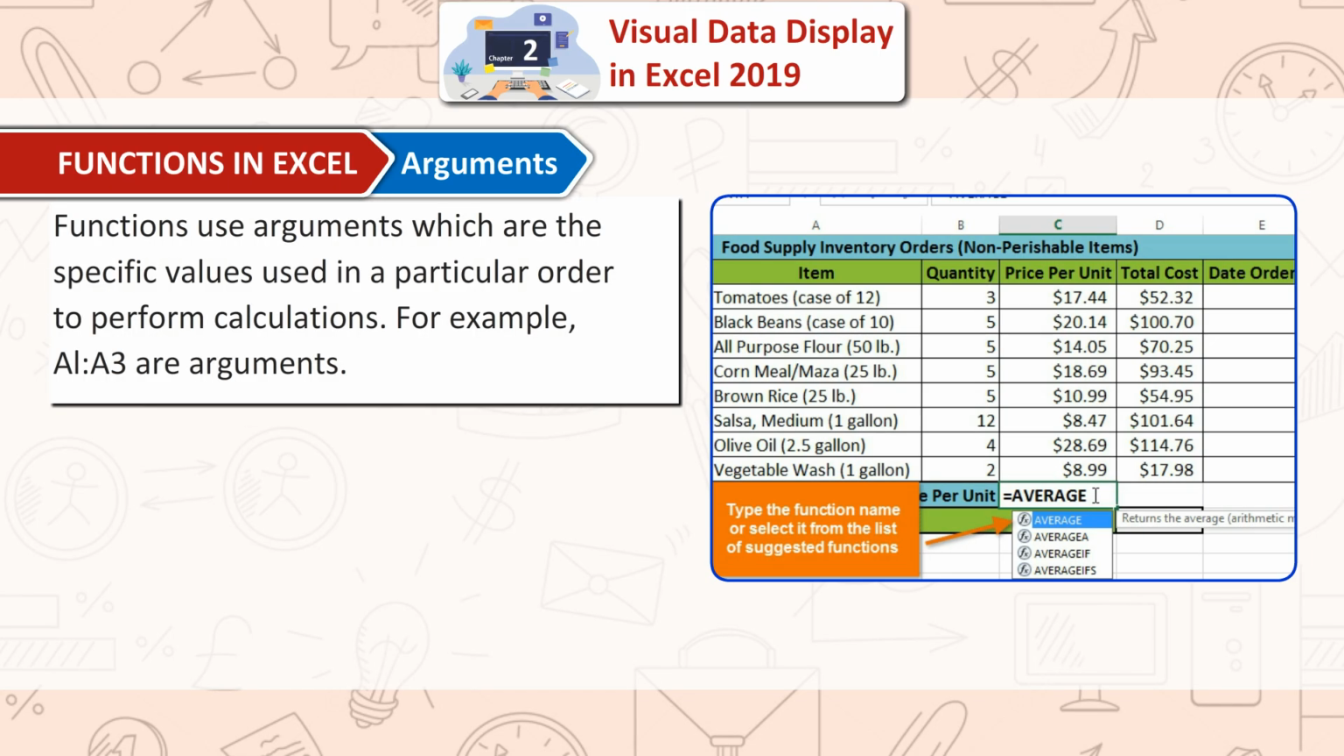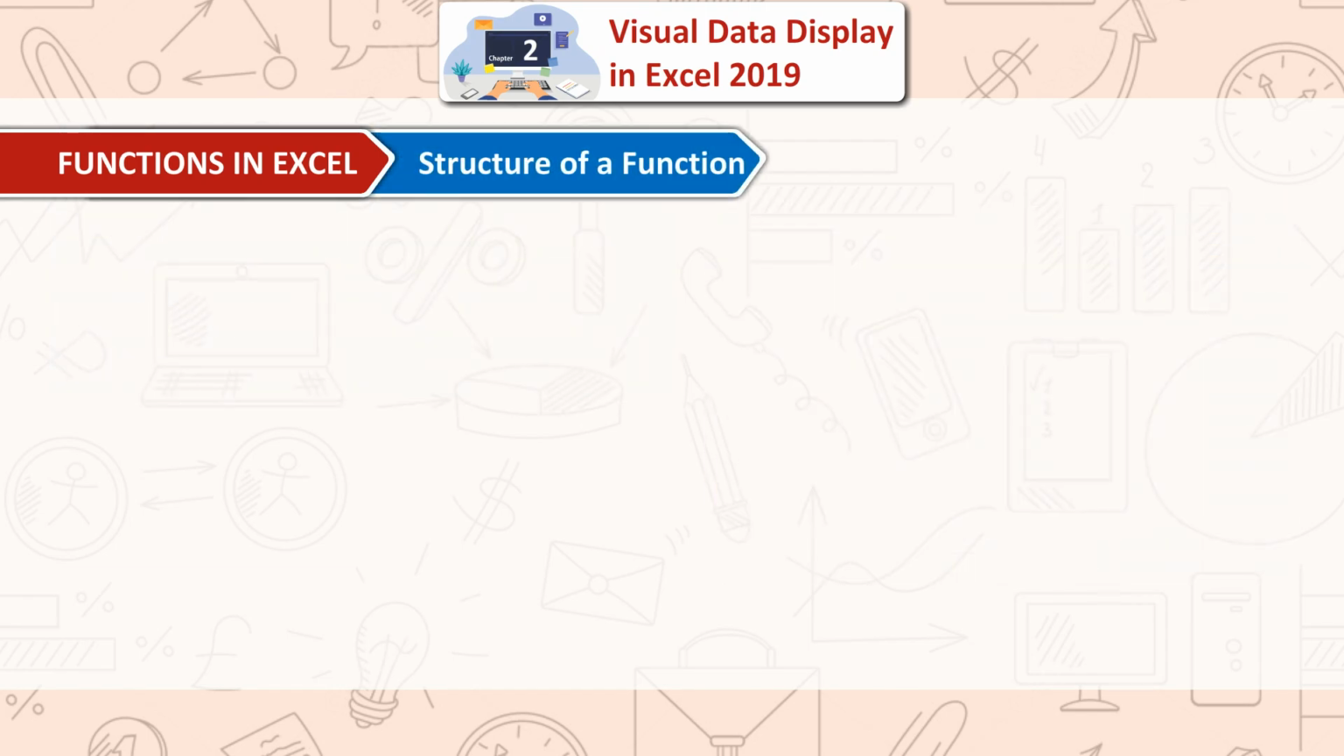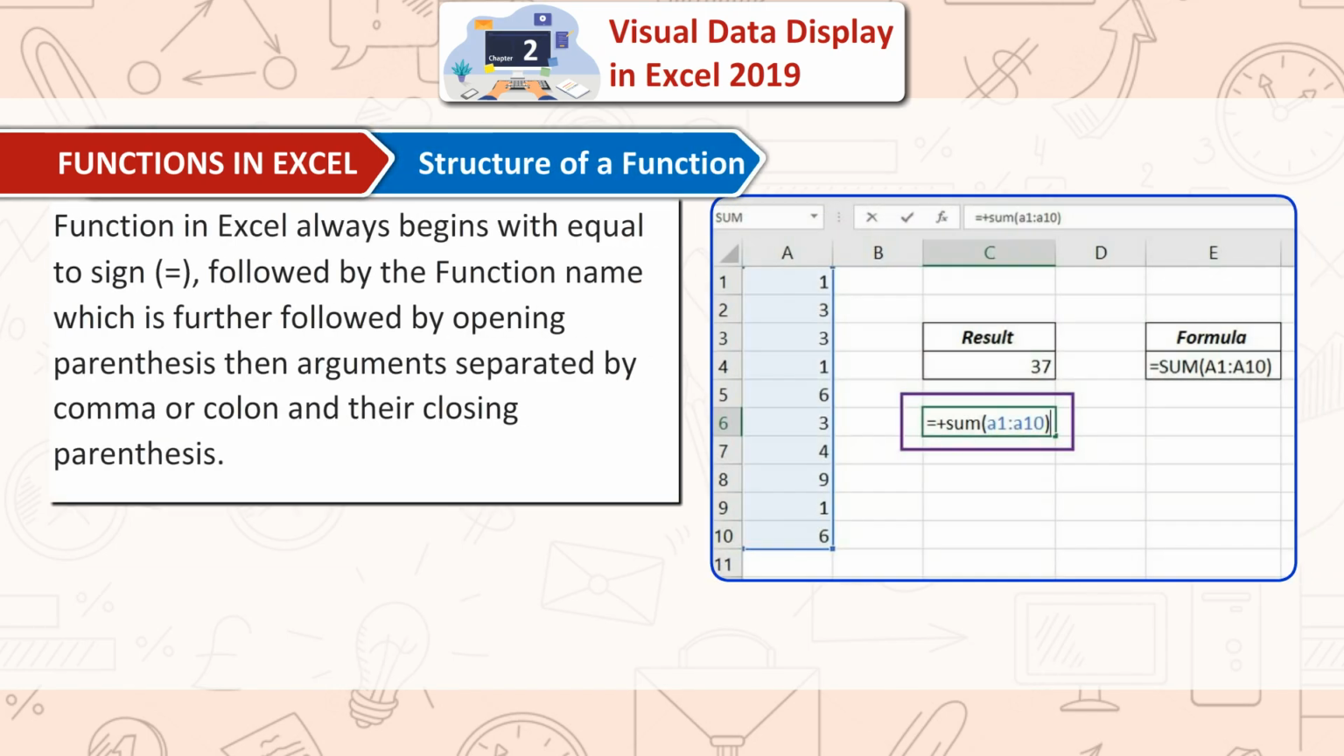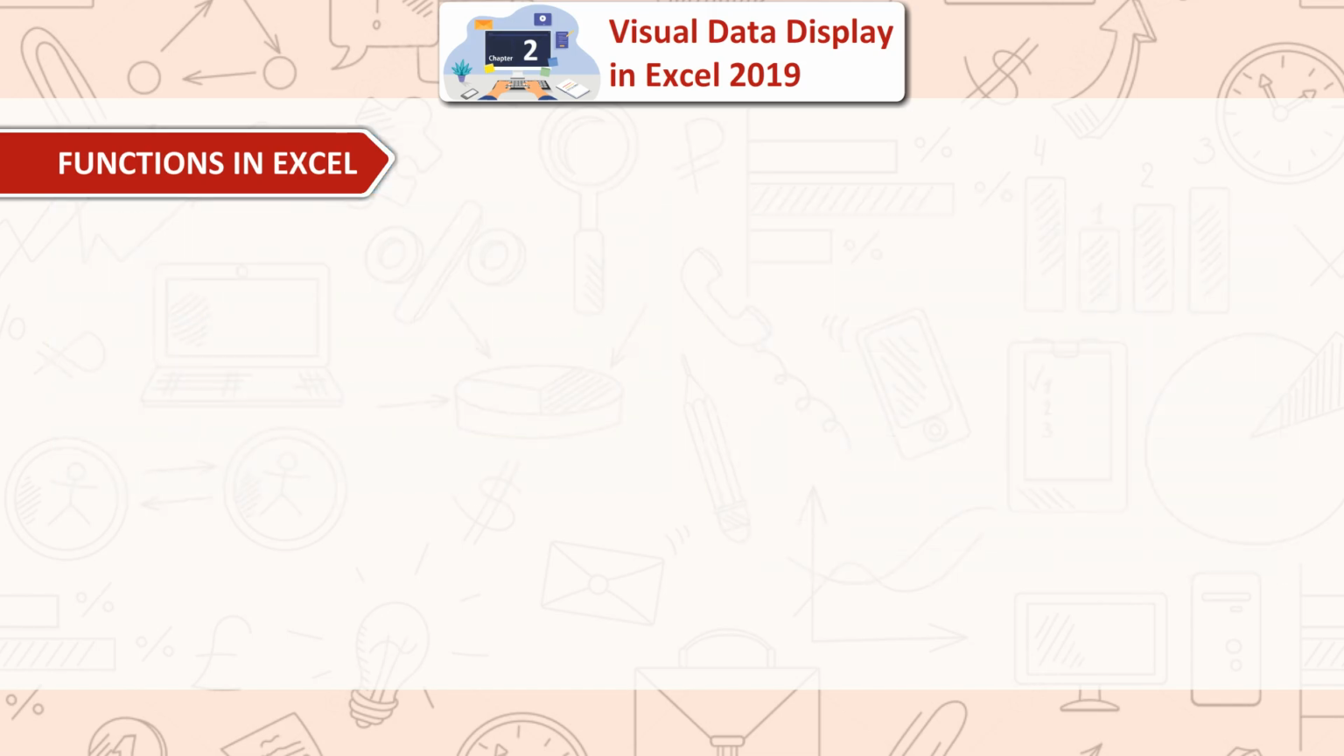Arguments. Functions use arguments, which are the specific values used in a particular order to perform calculations. For example, A1:A3 are arguments. Structure of a function. A function in Excel always begins with an equal to sign, followed by the function name, which is further followed by opening parentheses, then arguments separated by comma or colon, and then closing parentheses.